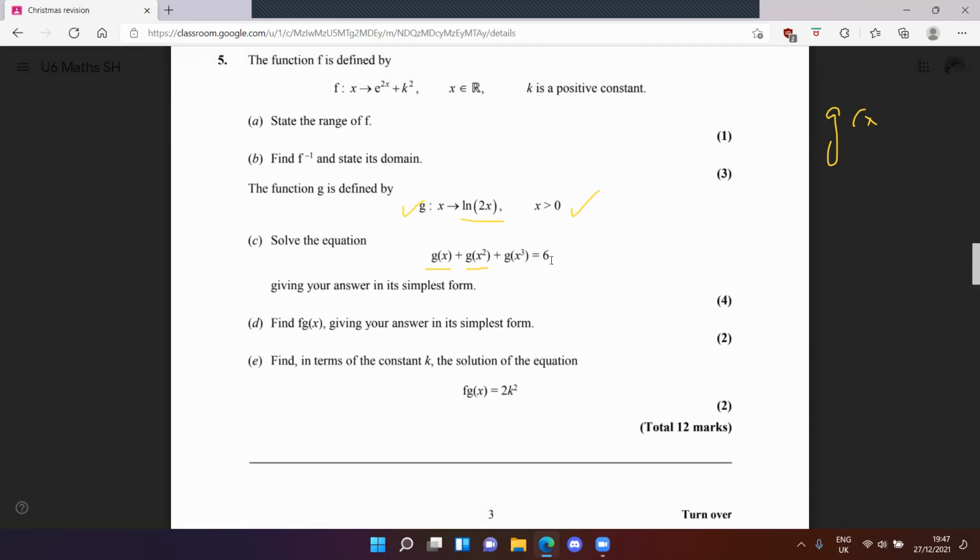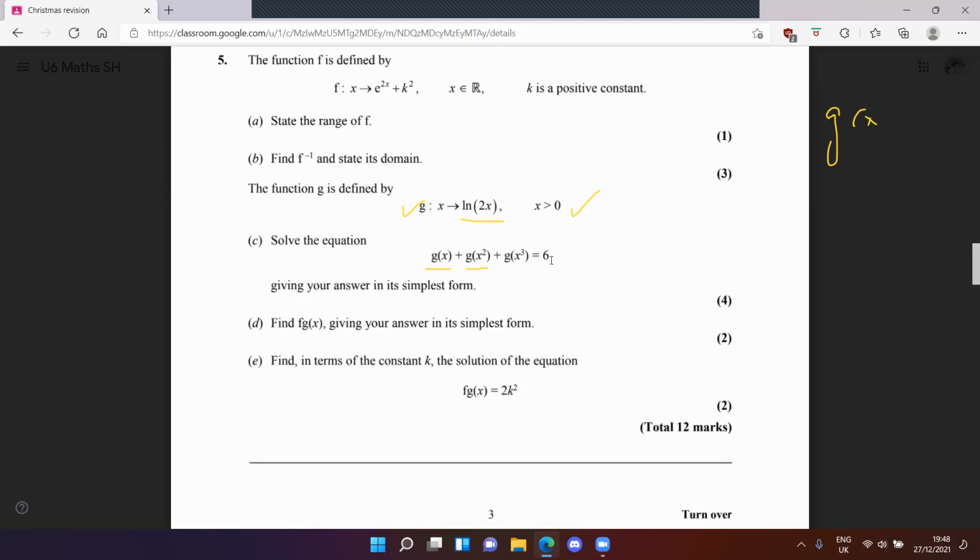So ln 2x, that's g of x, plus ln of 2x squared, because it's x squared only, just the x squared, plus ln 2x cubed, equals 6.